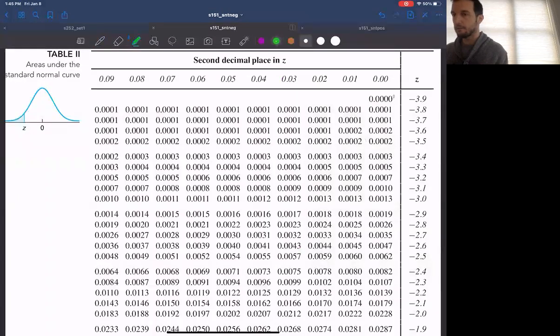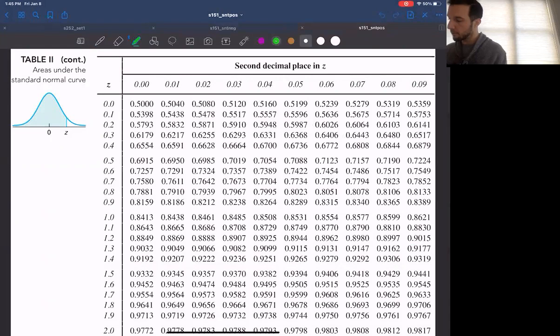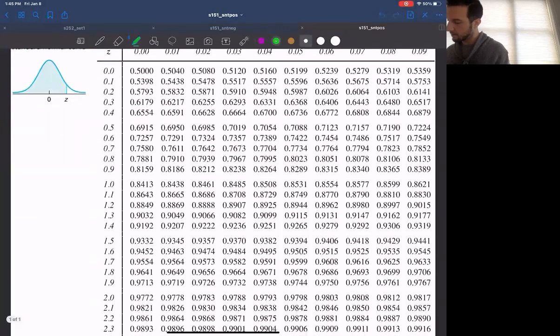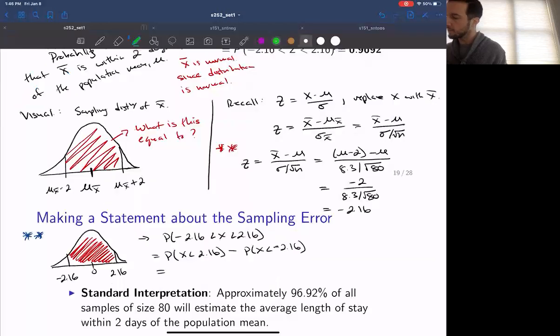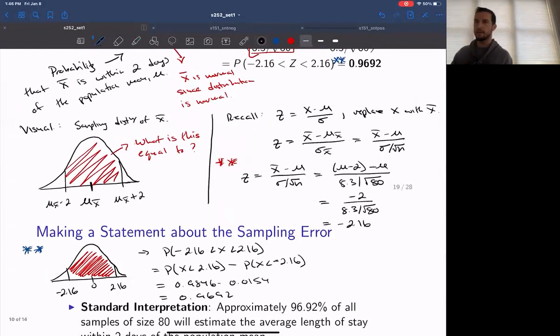So if I look up negative 2.16, which is here, I end up with 0.0154. And if I look up 2.16, which is here, I get 0.9846. So now the problem becomes 0.9846 minus 0.0154, which is 0.9692. And that's how you end up with the result that's given on slide 19.